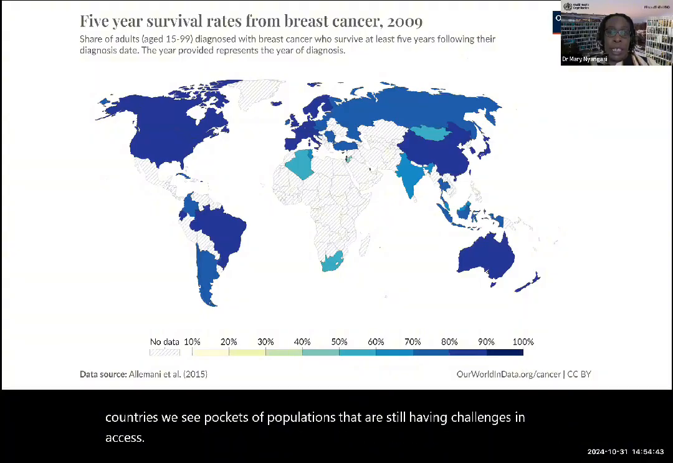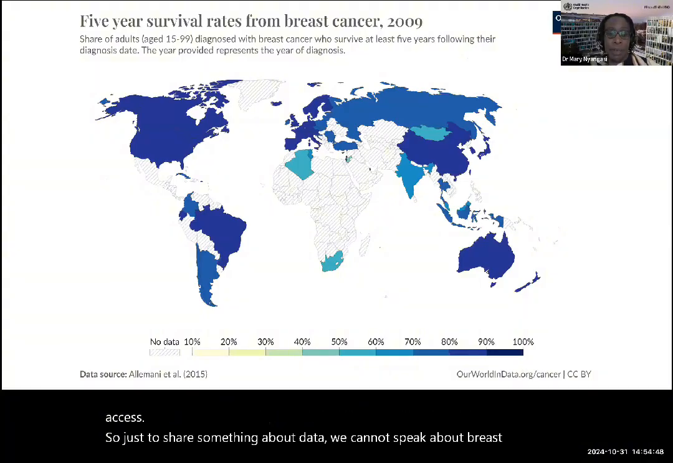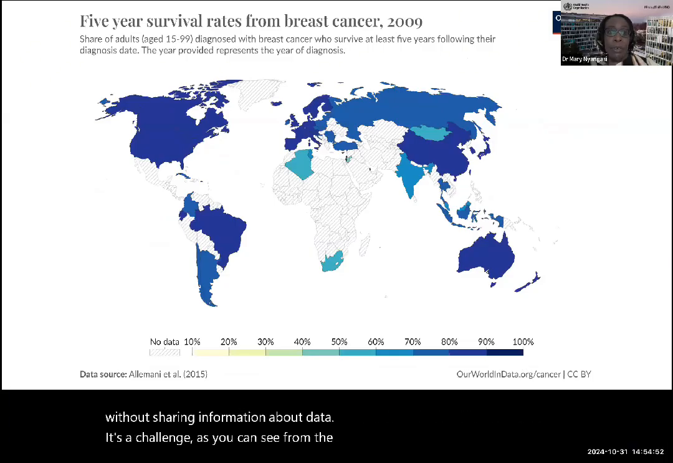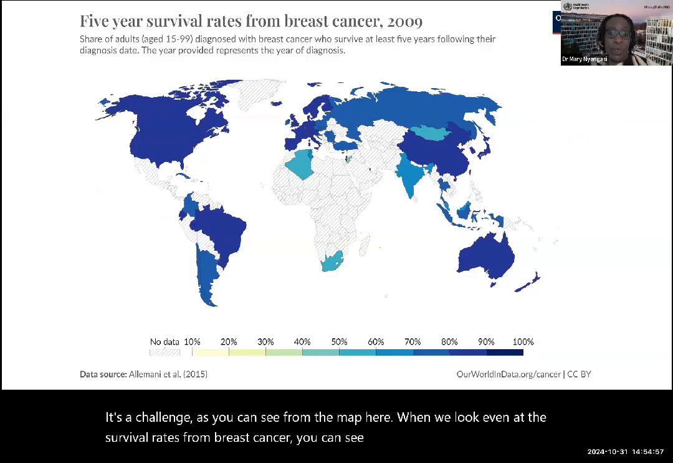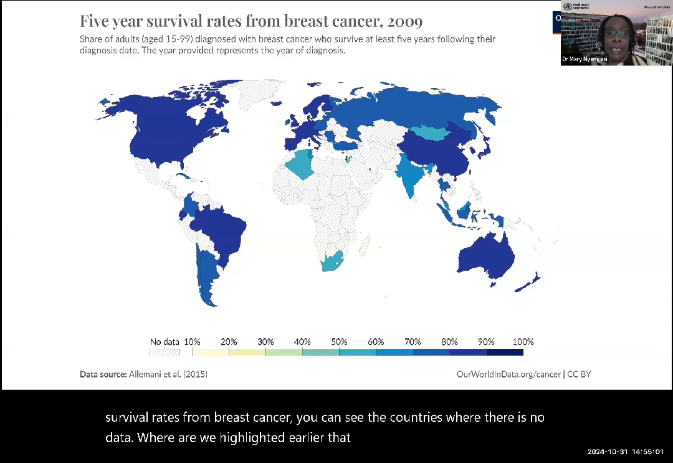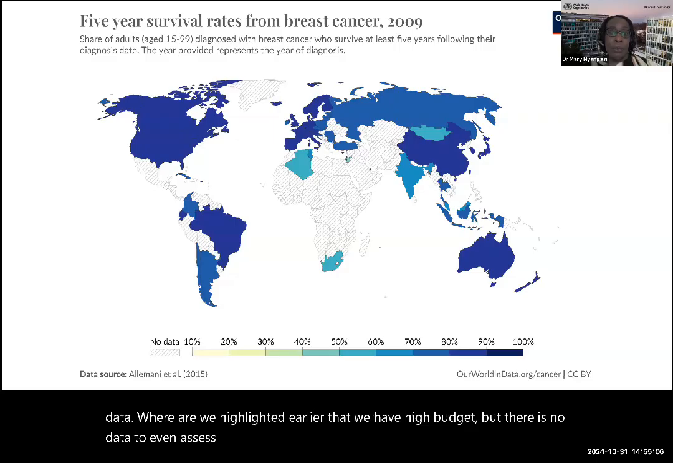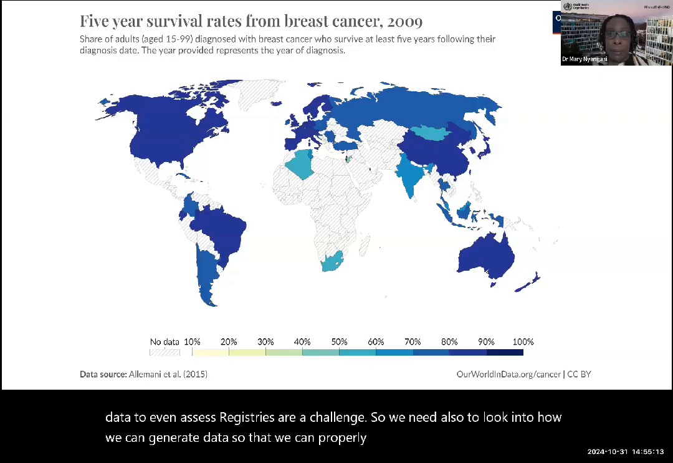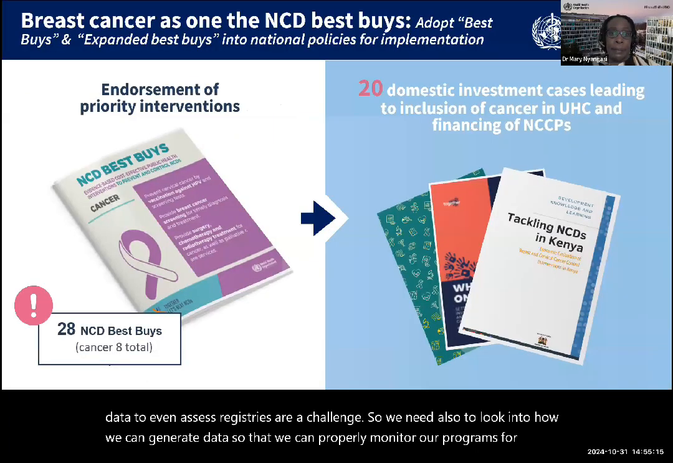So just to share something about data, we cannot speak about breast cancer without sharing information about data. It's a challenge, as you can see from the map here. When we look even at the survival rates from breast cancer, you can see the countries where there is no data, where we highlighted earlier that we have high burden, but there is no data to even assess. Registries are a challenge. So we need also to look into how we can generate data so that we can properly monitor our programs for breast cancer.